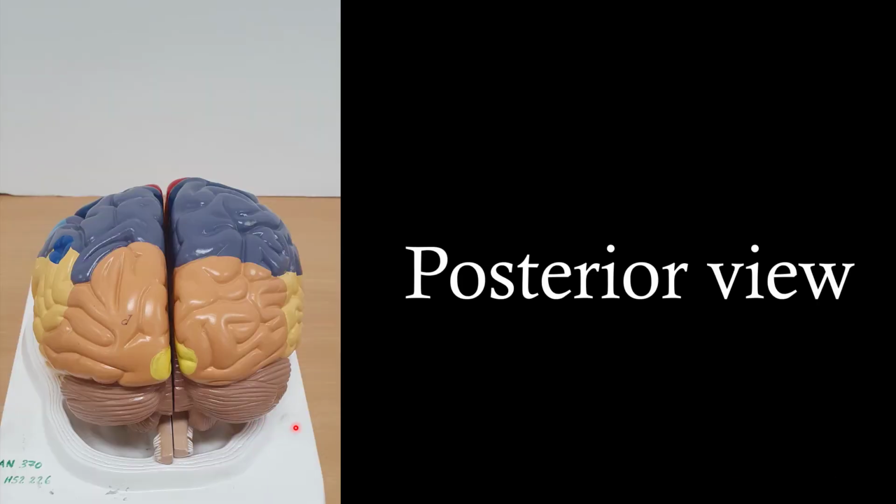Here you are seeing the posterior view, and from the posterior view of the cerebral cortex, you can now clearly see the occipital lobes and the cerebellum that is located inferior to the occipital lobes. Inferior to the cerebellum, you'll see a part of the medulla, which is a part of the brainstem.